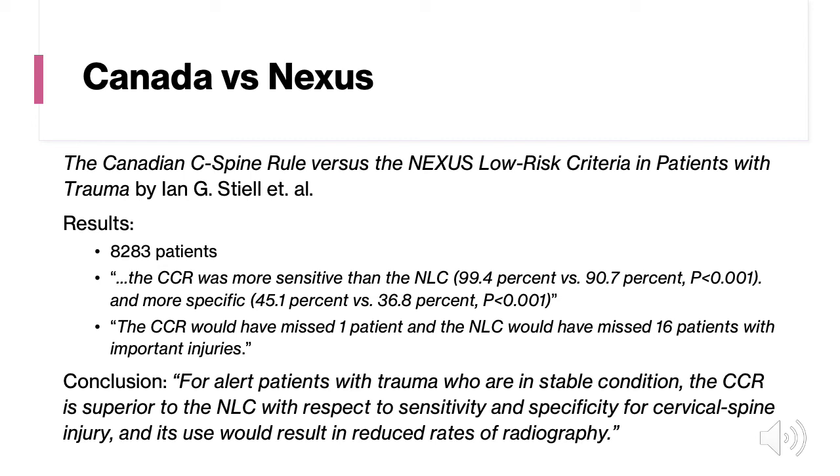The Canadian C-spine rule was also more specific, and whenever they examined how many patients would be missed by these rules, the Canadian C-spine rule would have missed only one patient, while the Nexus criteria would have missed 16. So they concluded that for alert patients with trauma who were stable, you should use the Canadian C-spine rule. And this is something that I think I have seen in clinical practice, but what I have gotten more questions about while on clinical rotations was about the Nexus criteria. I think because they're a little bit shorter and more easy to memorize, you might get more questions about these.